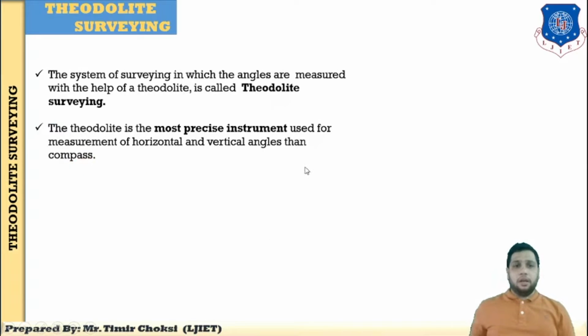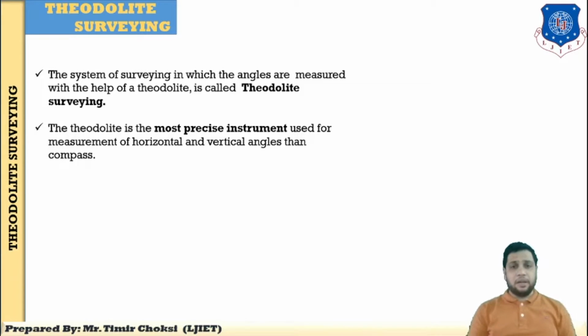Now, students, you know that the system of surveying in which the angles are measured with the help of a theodolite is called theodolite survey. So, what is theodolite surveying? It is the system of surveying in which angles are measured with the help of a theodolite. Which methods and which type of system are used to find the horizontal angle and vertical angle, I have explained in detail in this chapter. So this system is called theodolite survey.